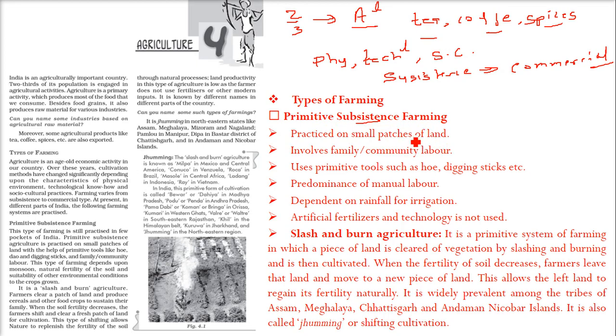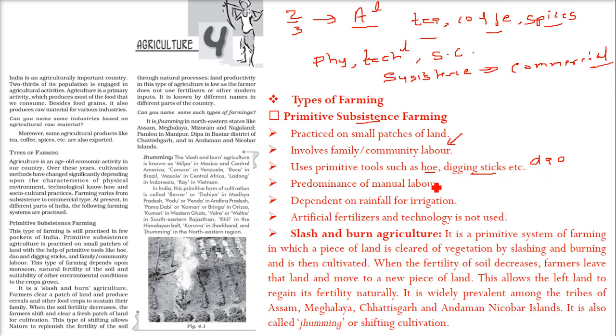So the land is small, and this is practiced with involving family or community labor. So no labor is hired. Only the family people, those people which are from the same family or secondary family, they only are involved. And they use very primitive types of tools like hoe, digging sticks. So very primitive type of tools they use, like the hoe, the dowel, and the digging sticks.